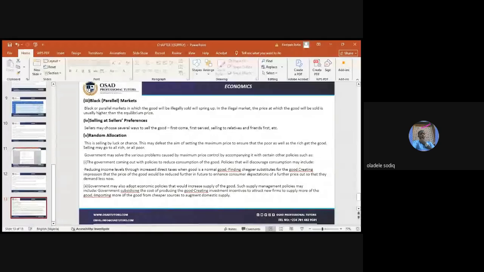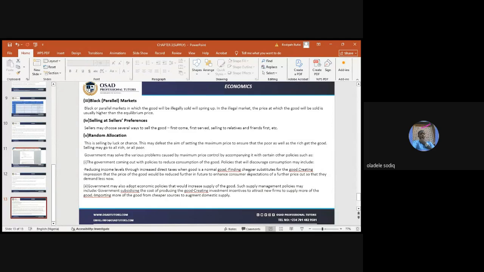Shey you understand now? Instead of them using the pumping machine to sell, you see them pouring it from one keg to the other. All of these are what? They are illegal ways of selling a product. And the price they sell it at, sometimes it is low, but most times it is higher than the normal price. One liter can be 900, and you can see them selling theirs at 1.5. This is what we call black market. So price ceiling can also cause this.